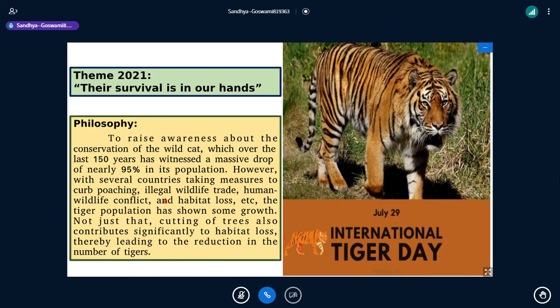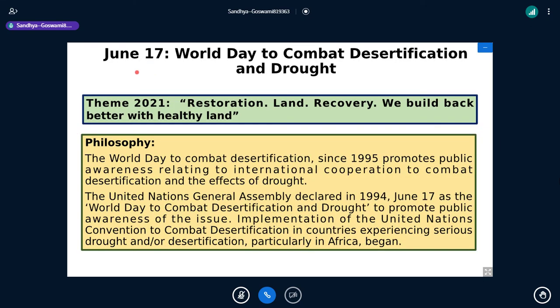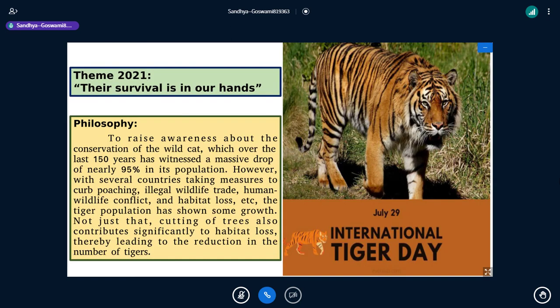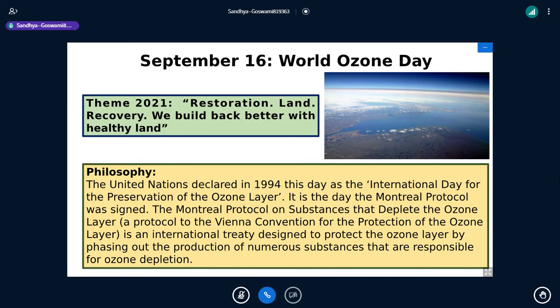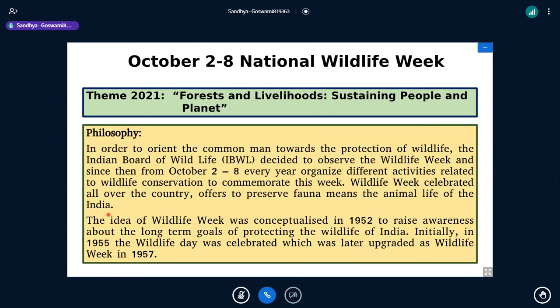So, coming to June: after World Environment Day, on 17th June we have a day to combat desertification and drought. Then on 29th July, we celebrate International Tiger Day. Then there is no such big day during August, and on September 16th we have World Ozone Day.